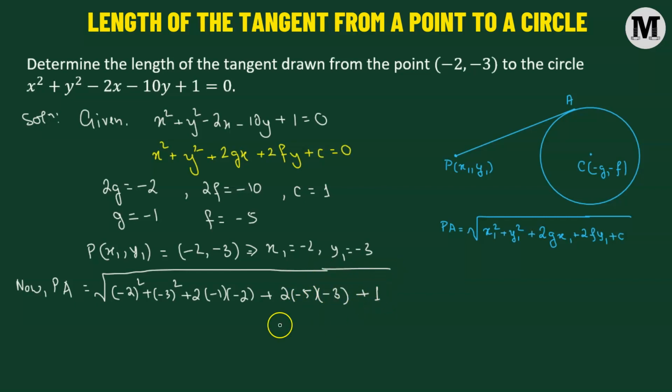So this will be equal to the square root of -2 squared, that's 4, -3 squared, that's 9. Then 2 times -1, that's -2. -2 times -2 will be +4. So here 2 times -5, that's -10. -10 multiplied to -3 will be +30, added to 1. So this is going to give us a value, square root of 48. If we simplify the square root, then we have 4 times square root of 3. So this is going to be the length of the tangent drawn from the point -2, -3 to the circle.